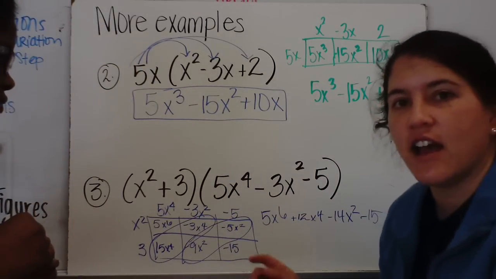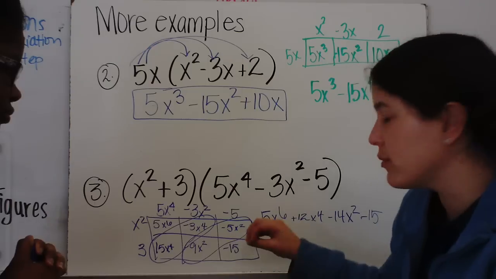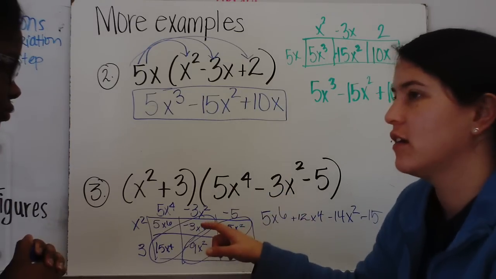And just a few things. When we added and subtracted, we put in replacement. We put in like little zeros sometimes if you didn't have a term.